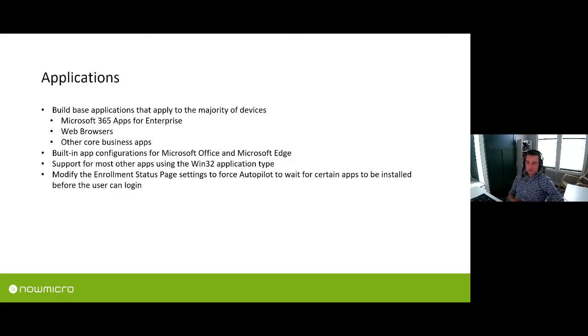Intune has support for Win32 apps, so the majority of your apps can be deployed using scripts in much the same way that you would probably deploy them with Configuration Manager. Also, as I touched on before, the enrollment status page can be configured to make your Autopilot wait for certain apps to be installed before allowing the user to log in. So again, you maybe build Office, a web browser, and a couple of business apps, set those as your required apps, and once those finish installing, let the user log in. If there are additional apps, they can continue installing in the background.